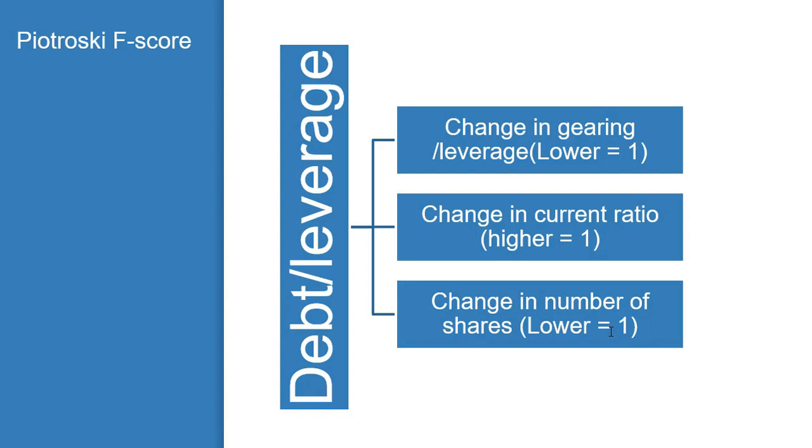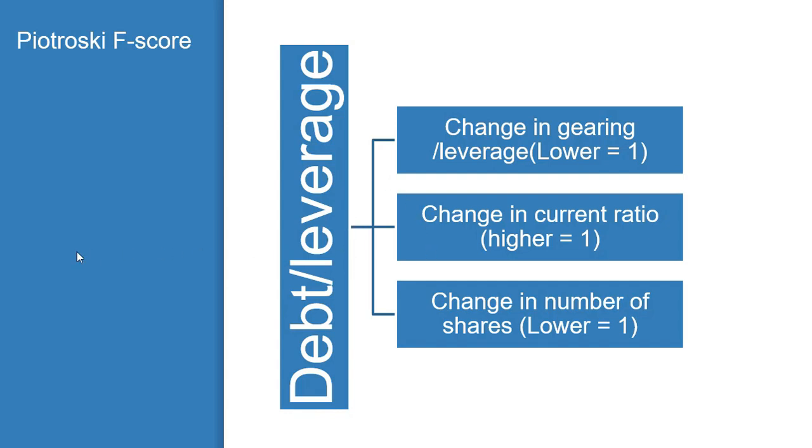But of course, if they're using debt to do it, then it will show up in these 2 up here, and they will probably score a 0 up here. But also a 0 down here would of course be if the company had to issue new shares because they lacked liquidity and needed money, so they were issuing new shares and diluting the shares that the shareholders already had. So is the debt or the leverage getting better, or is it getting worse?